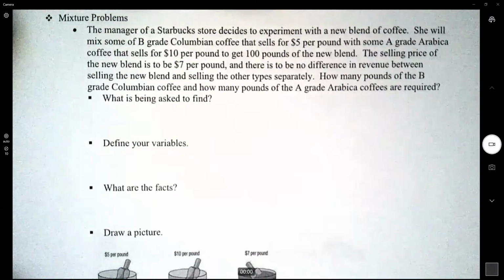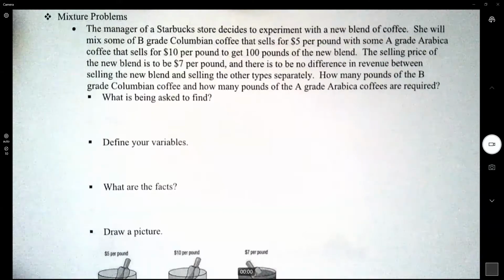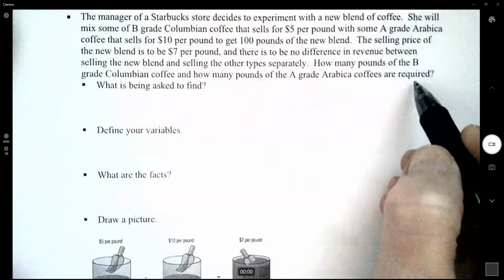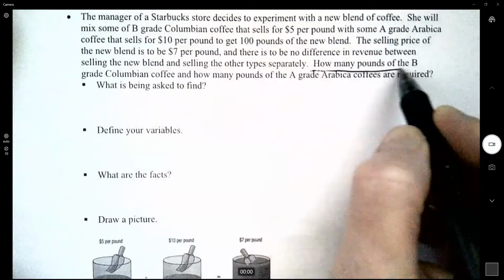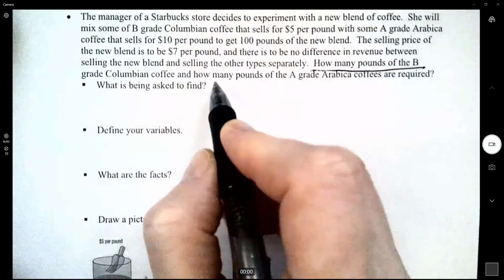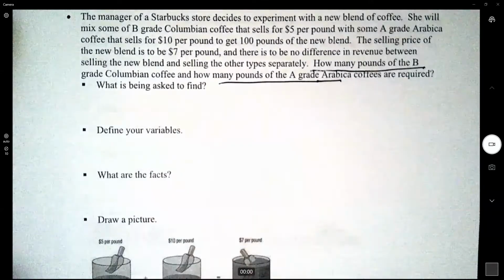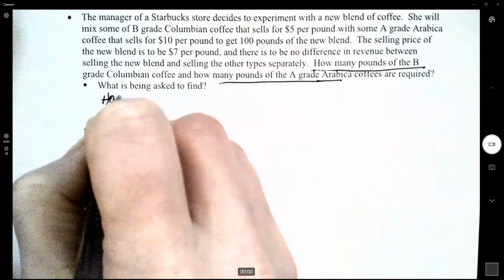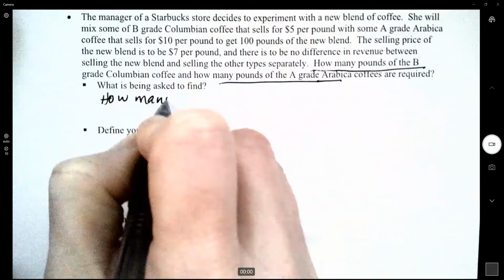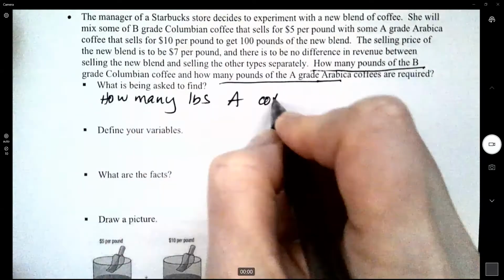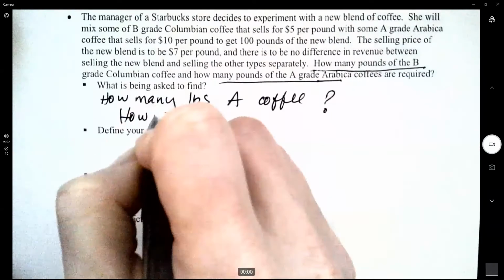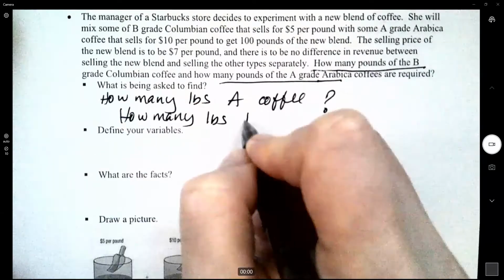So the first question you always ask is, what are we trying to find? And right here, the last question, the part with the question mark, says, how many pounds of B coffee and how many pounds of A coffee are required? So right here, we want to find how many pounds of A coffee and how many pounds of B coffee.